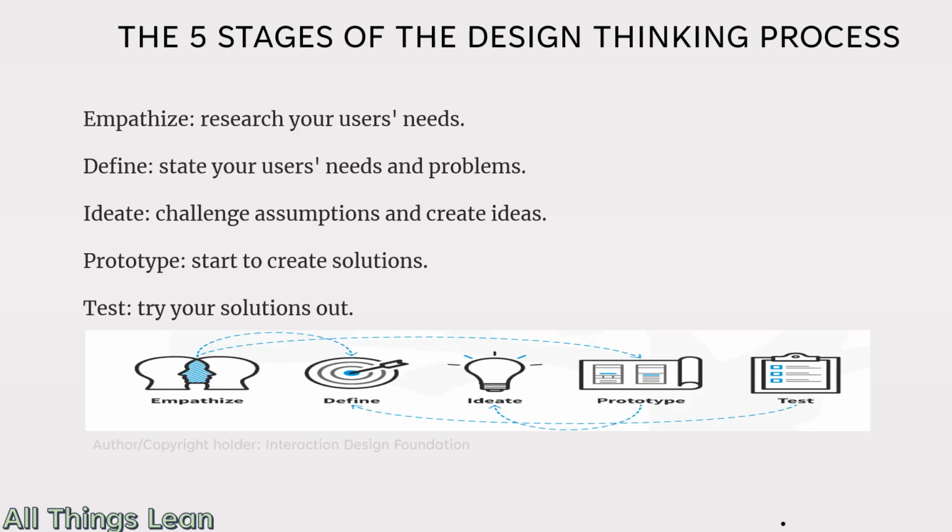The 5 stages of design thinking, according to the D.school, are: empathize, research your user's needs; define, state your user's needs and problems; ideate, challenge assumptions and create ideas; prototype, start to create solutions; test, try your solutions out. Let's dive into each stage of the design thinking process further.